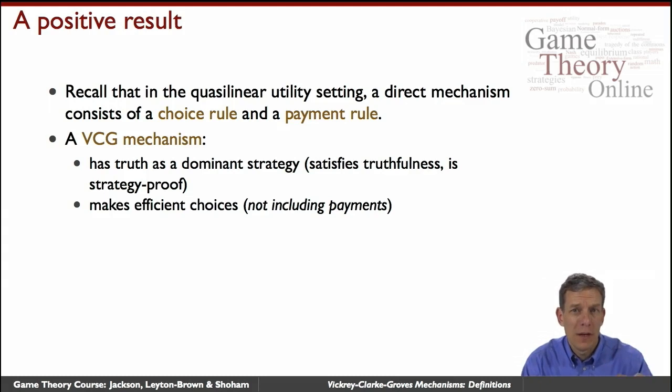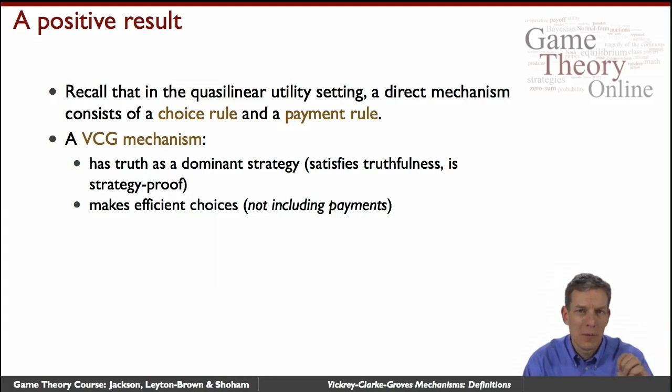So we're going to work in a quasi-linear setting. Remember, we'll look at direct mechanisms where society will have a choice rule and a payment rule based on what preferences people report to the mechanism. And the nice thing about VCG mechanisms is that they will have truth as a dominant strategy. So people won't have to worry about what other individuals are doing, regardless of what their preferences are. The best thing they can do in terms of maximizing their utility is to tell the truth.